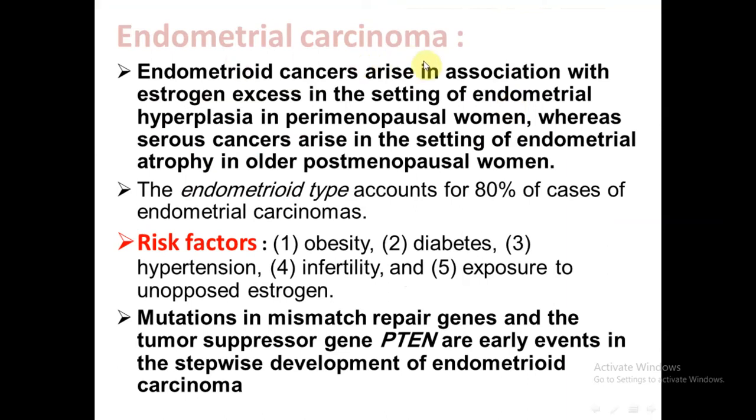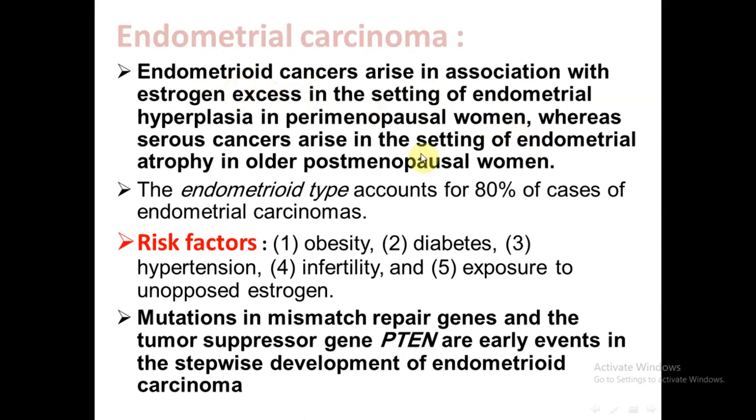Now, endometrial carcinoma. Endometrial carcinoma arises in association with estrogen excess in the setting of endometrial hyperplasia in perimenopausal women. This is the usual presentation: perimenopausal women with estrogen excess. This will give us a microscopic type of endometrial carcinoma, and this is the most common type, which is the endometrioid type of adenocarcinoma. It results from estrogen excess, and it is endometrioid type.